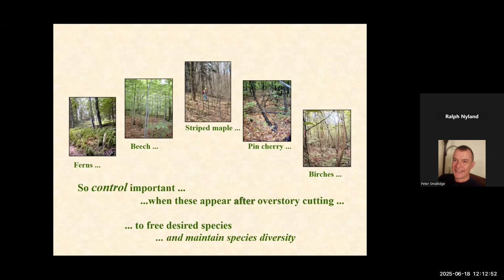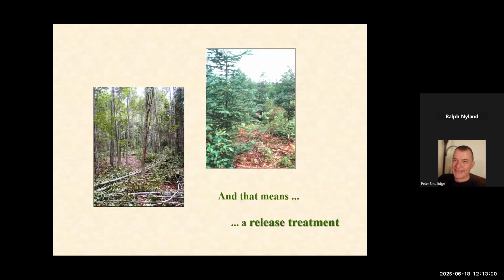So, ferns, beech, striped maple, pin cherry, birches, and others, these are the ones that are important in the Northeast, but think about what would happen in the oak stands of the Midwest or in the mixed species stands of the Southeast. When any of these things or other interfering species appear after overstory cutting, free the desirable species in order to maintain species diversity. And that means a release treatment.